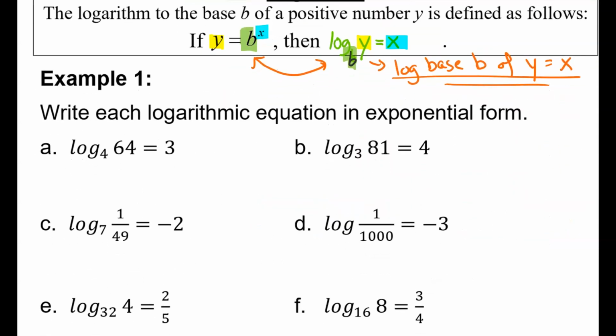So the very first thing we're going to do is write each logarithmic equation. We're going to rewrite it in exponential form. So remember, what is the base with this one? If we're doing the logarithmic form, if you remember, the base is what's being raised. So 4 is my base right here.